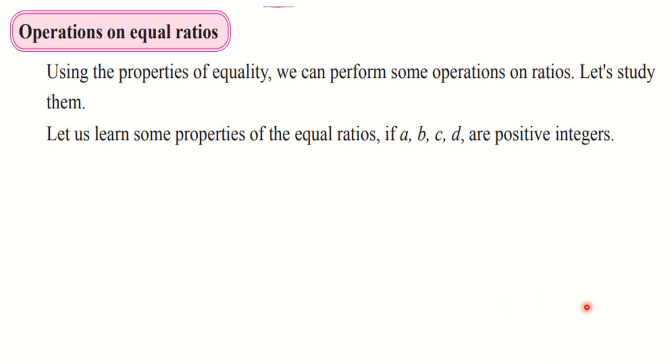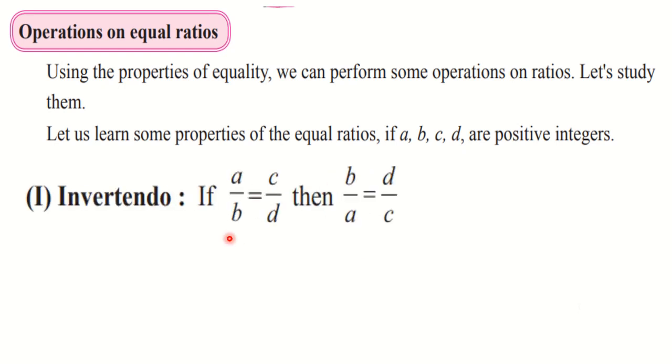So the very first operation here is invertendo. If A upon B is equal to C upon D, then B upon A is equal to D upon C. We have done it inverse. The ratio is inverted. This is called as invertendo.